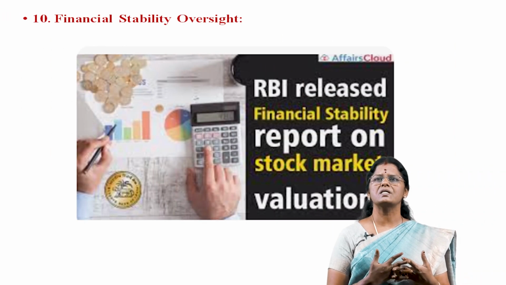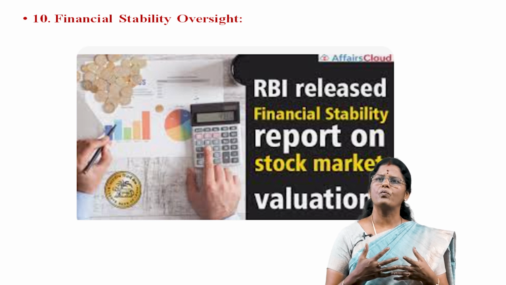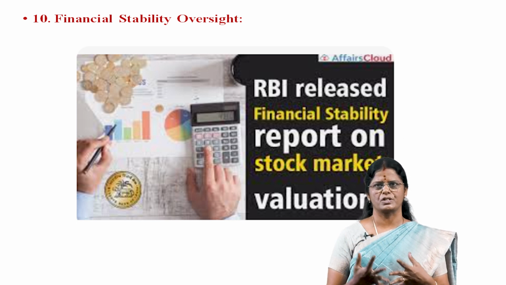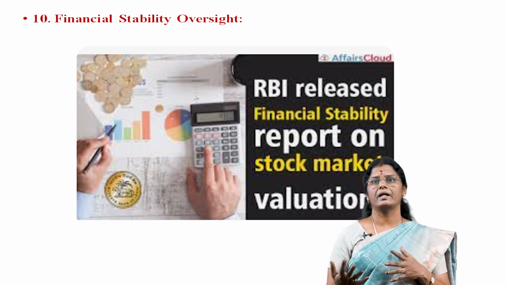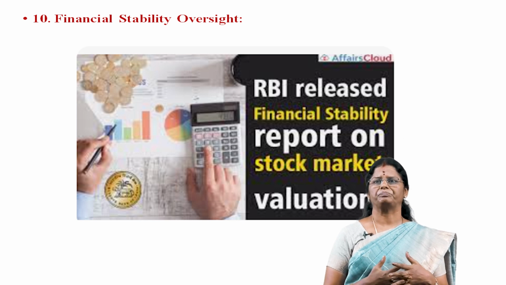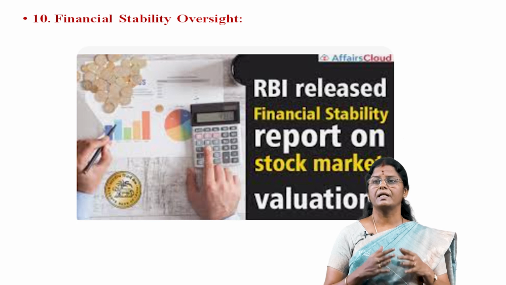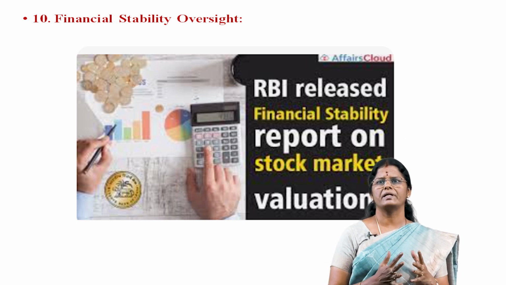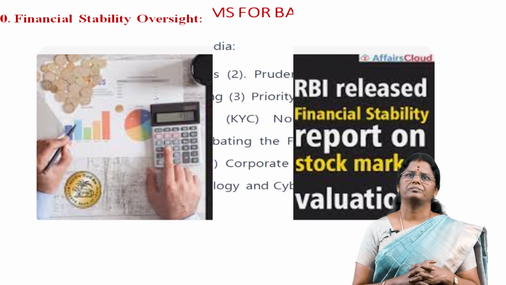Next one, financial stability oversight. The central bank monitors and assesses the overall stability of the financial system. They identify and address systemic risk, coordinate with other regulatory bodies to develop macroprudential policies, and implement measures to safeguard the stability of the financial sector.